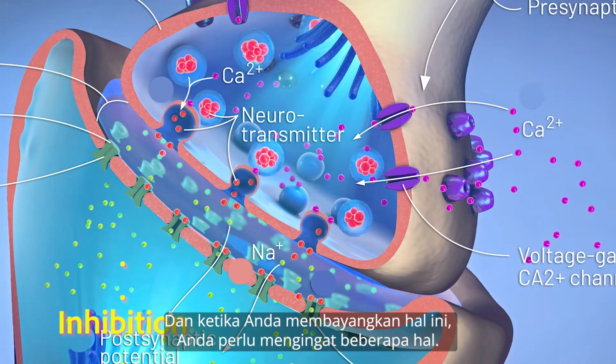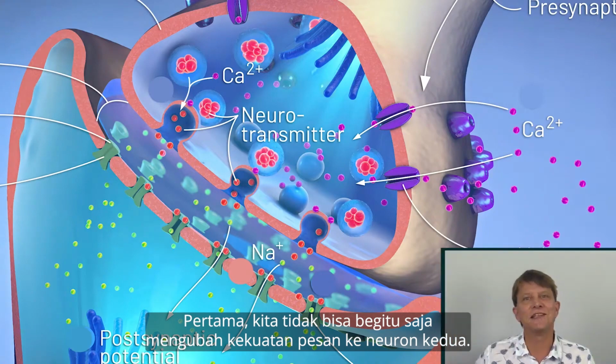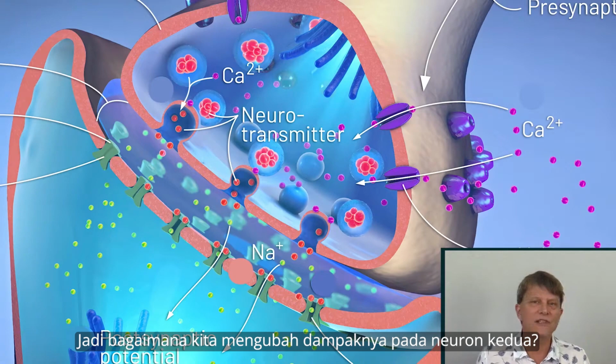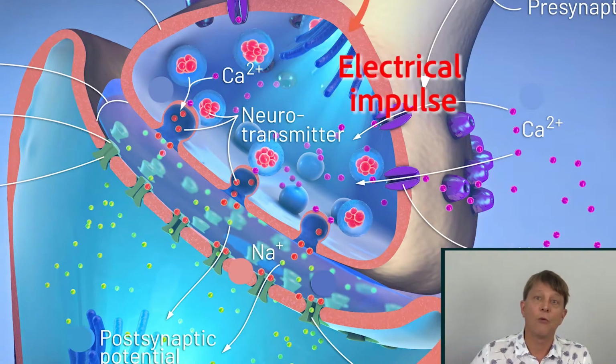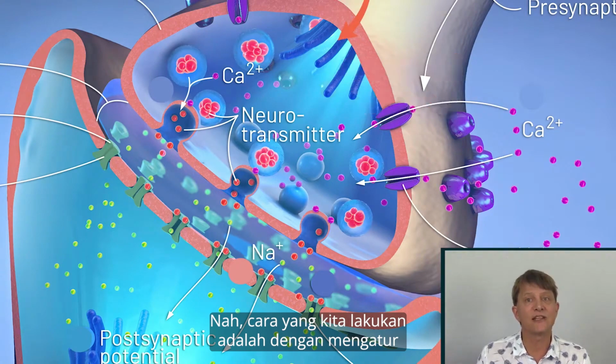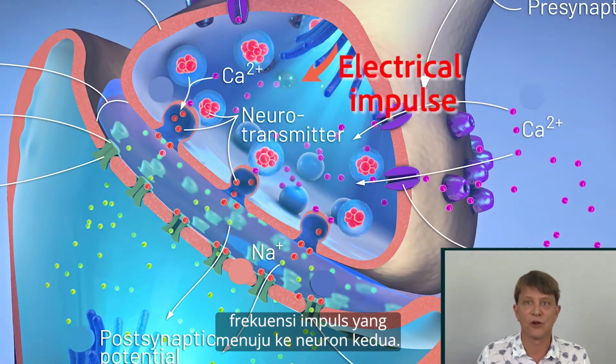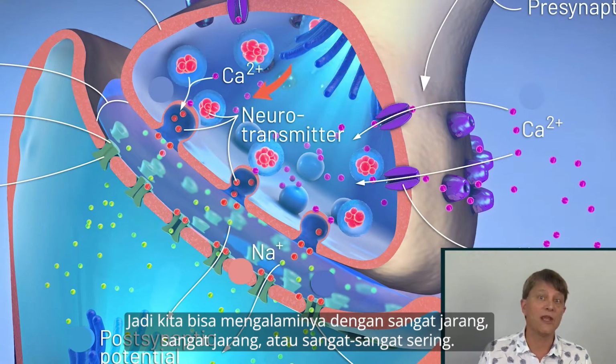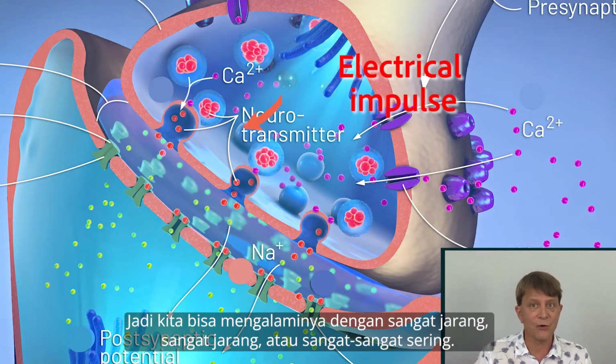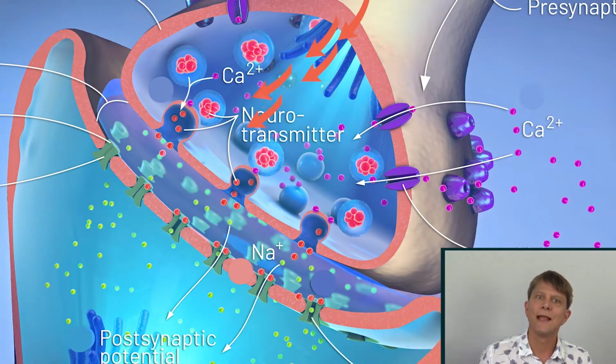And when you imagine this, you need to keep a number of things in mind. Firstly, we cannot just change the strength of the message to the second neuron. So how is it that we change the impact to the second neuron? Well, the way that we do that is to adjust the frequency of the impulses that go to the second neuron. So we can have it very infrequent, or very, very frequent.